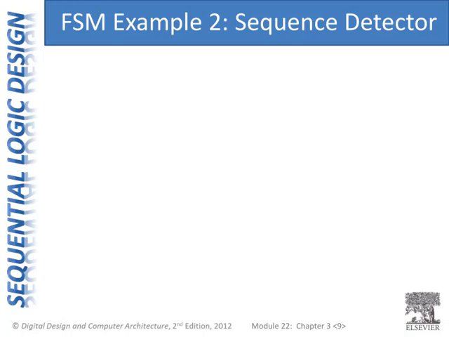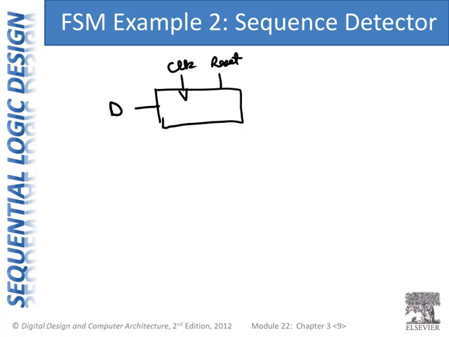The first thing we want to do is draw the black box so that we're clear on what the interfaces are for this FSM. We always have the clock input and the reset input. An FSM always has those two inputs. We need to be able to reset it to get it into a known state when it starts up. And then in this case we have the D input that has the serial data, and then we have the F output.